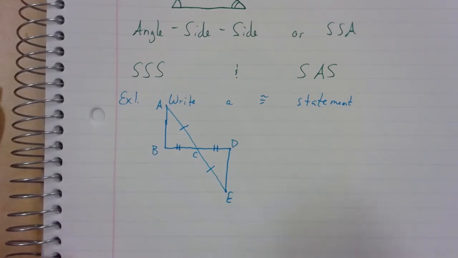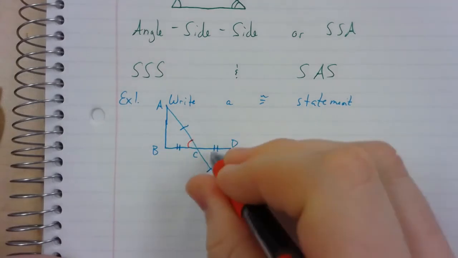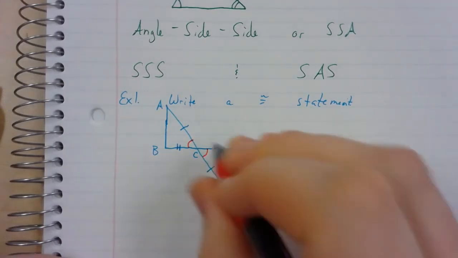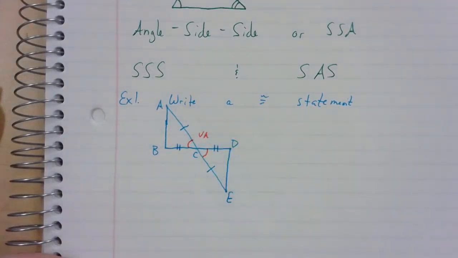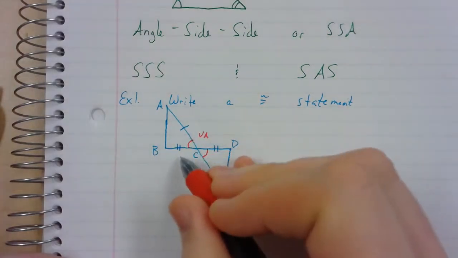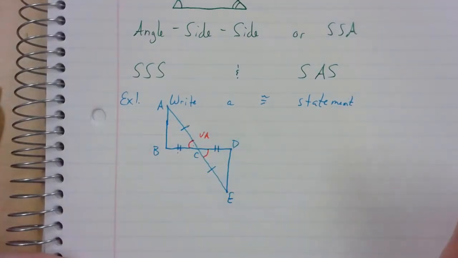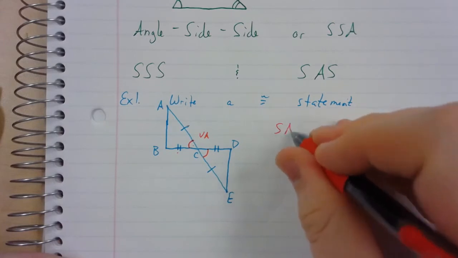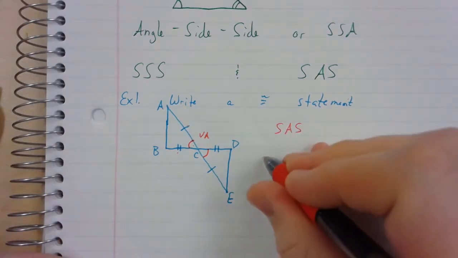Everybody see? Remember yesterday I told you the first thing you do is anytime you've got them, update vertical angles. So the first thing I do on my diagram is I would draw in my vertical angles. Okay? Now I can see clear as day. Side, angle, side. So I have SAS congruence, and I can now write my congruency statement.